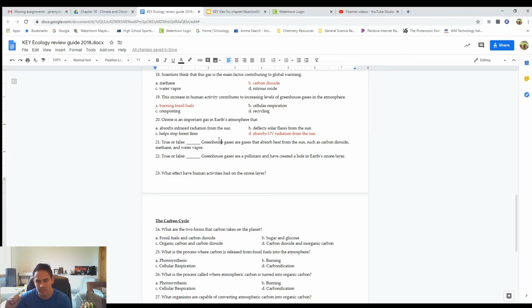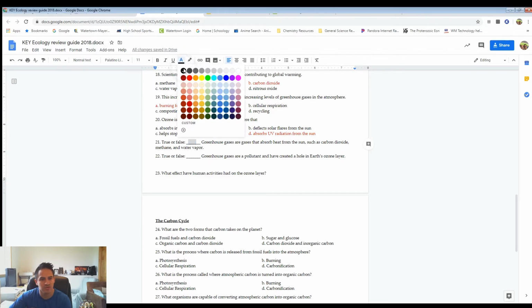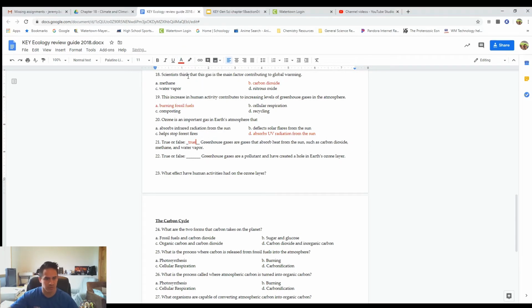If it wasn't there, we would not be able to go outside on land because there'd be solar radiation that would just essentially bake us and we would just die. So number 21, true or false? Greenhouse gases are gases that absorb heat from the sun, such as carbon dioxide, methane, and water vapor. That is true. That is exactly what greenhouse gases do. So true.